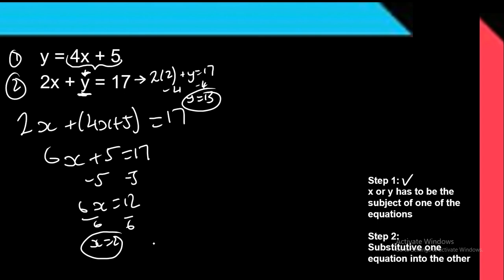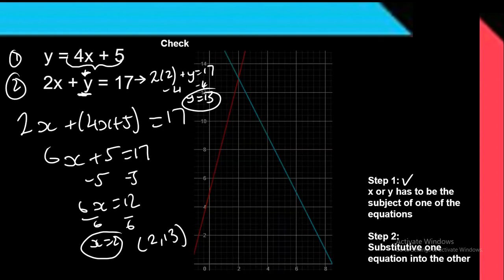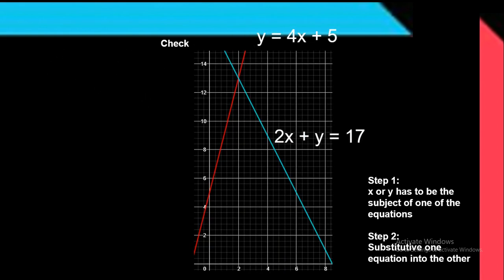And that is the ordered pair. When x is 2, y is 13. That ordered pair will work for both equations. If I want to check this on a graph, that means where the two lines will intersect. So if I graph them both, it intersects at (2, 13).